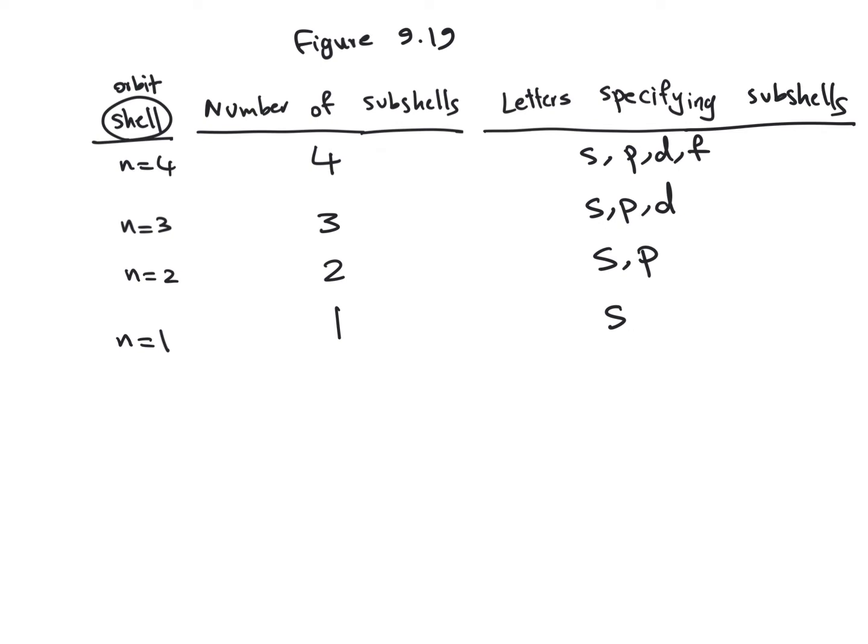So when we talked about orbits, we said n equal 1 has lower energy compared to n equal 2.